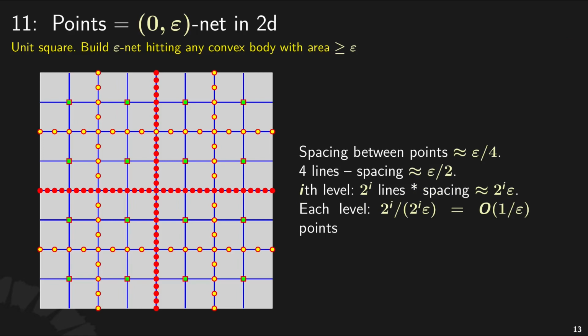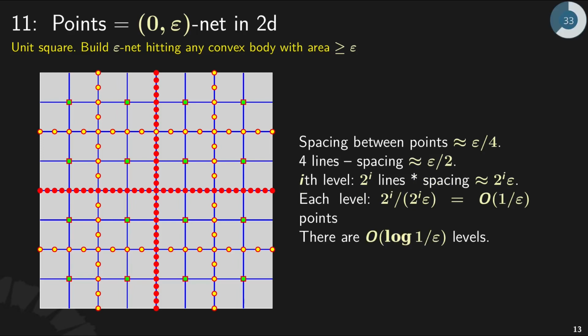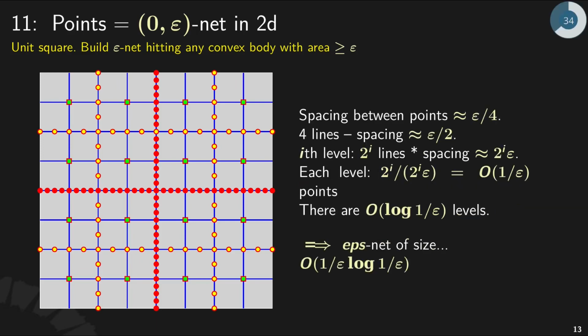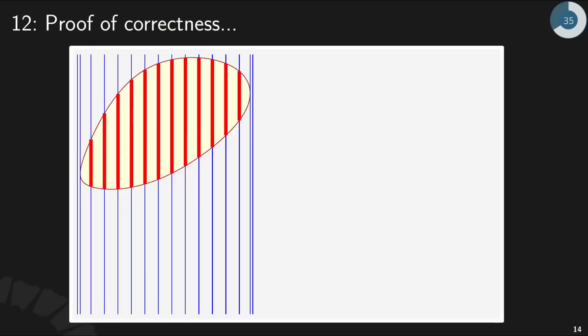Every level has 1 over epsilon points. We have log 1 over epsilon levels, because once we get to the level where every grid cell has area epsilon, we can stop. And as such, the size of this is 1 over epsilon log 1 over epsilon. So that's good. We need to prove, of course, that this works.